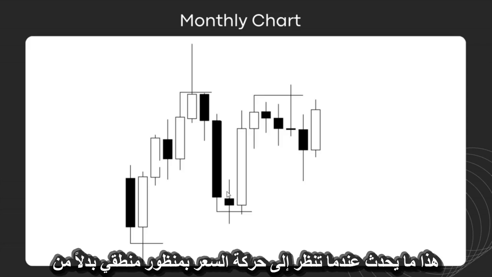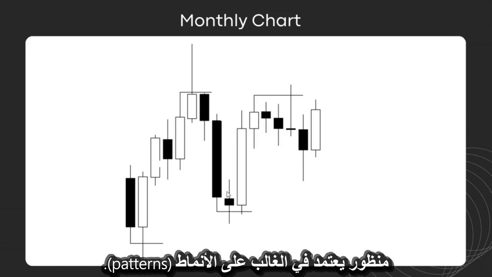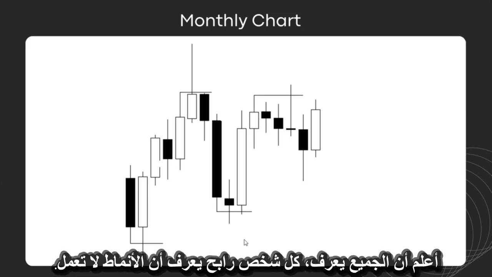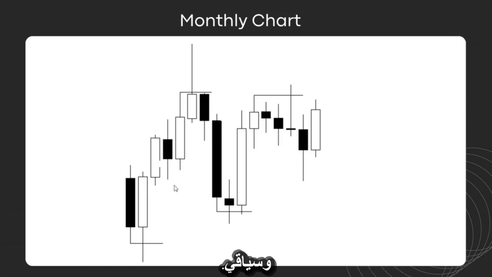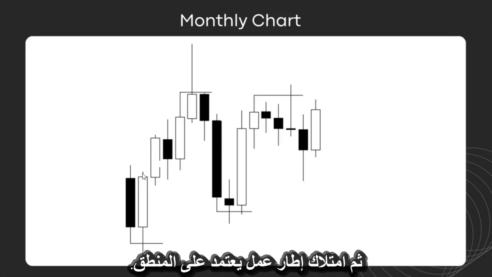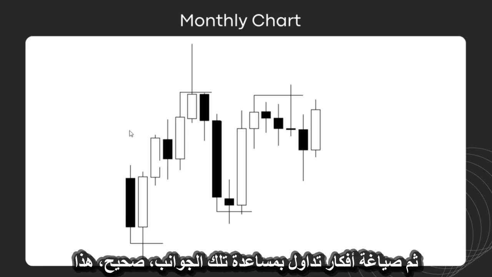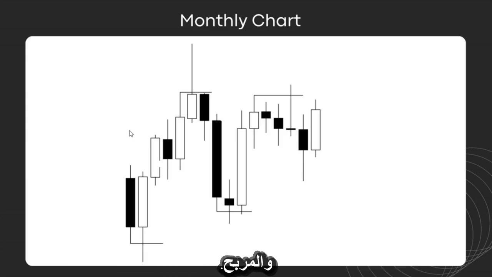That's what happens when you look at price action with a logical perspective instead of a perspective that is predominantly based around patterns. Because everyone that is profitable knows that patterns don't work. What works is finding a correct narrative through conceptual and contextual logic, and then having a framework that is based on logic, and then framing trade ideas with the help of those aspects, right? That's how successful and profitable trading works.